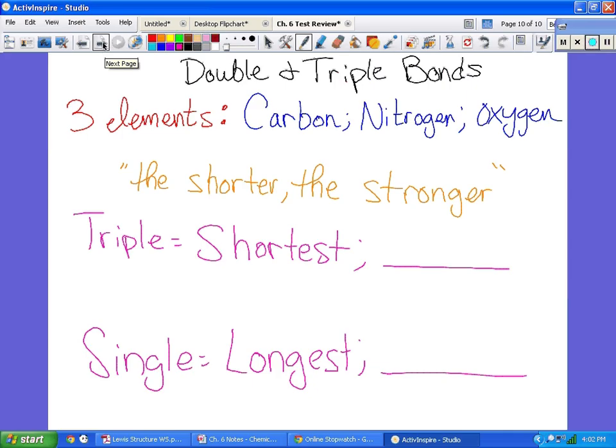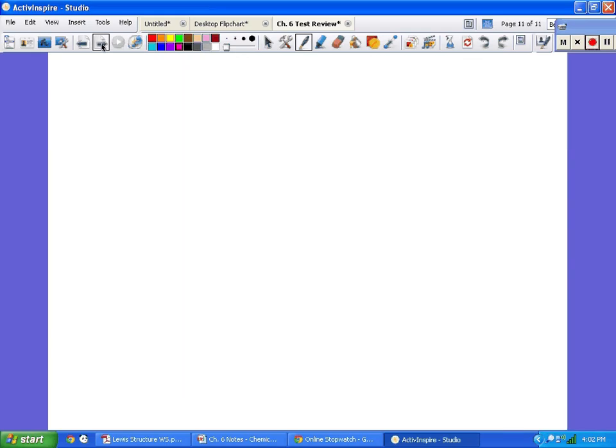Know how to recognize a correct diagram of a Lewis structure and the parts. Know why one element in the Lewis structure is the central atom. Now, the Lewis structure stuff we're going to do at the very end, so I'm going to hold off on that bullet, but I will tell you this.